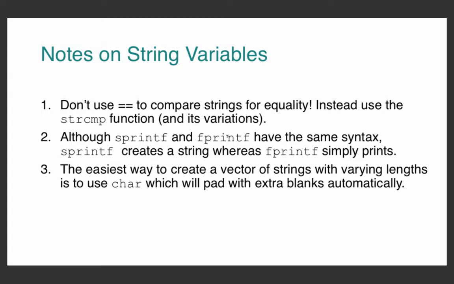Although sprintf and fprintf have the same syntax, sprintf creates a string, whereas fprintf simply prints, okay? The easiest way to create a vector of strings with varying lengths is to use char, which will give you a matrix of characters, and it will extend the shorter strings with spaces at the end so that you have the same length in each row.